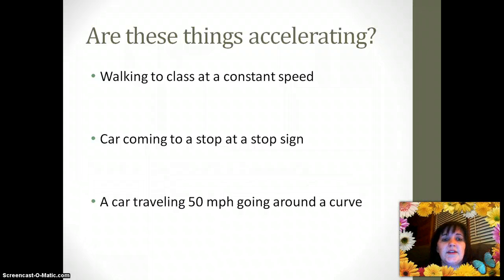And the last one on here is a car that's traveling 50 miles an hour. So you're in the car, you're going 50 miles an hour, and now you're going around a curve. I'm not speeding up, I'm not slowing down, but I'm changing directions. That curve makes me change directions. I am accelerating.